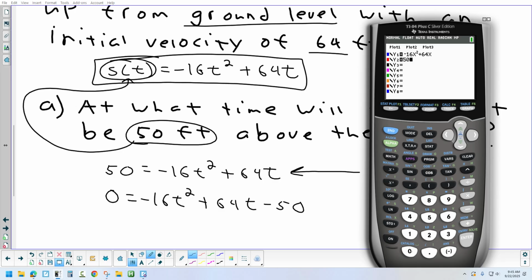What kind of number can time never come out to? It can't come out to negative. How about height? Maybe negative. That can't be negative either. So when we set our window, we shouldn't be looking at negative time, and we shouldn't be looking at negative height. I'm going to leave everything else the way I had it.